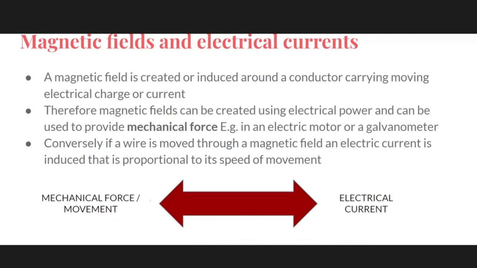If you move a wire through a magnetic field, an electric current can be induced that's proportional to the speed of the movement. Obviously, the Earth's magnetic field is just not strong enough to do that. But essentially it's a way in which mechanical force and movement can be transformed into electrical current.